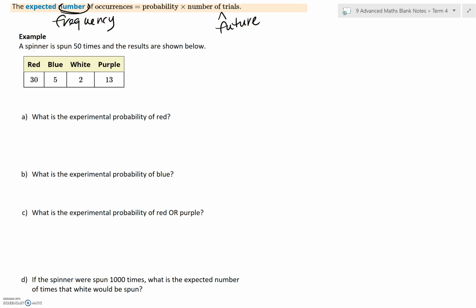So we've got a spinner is spun 50 times and these are the results. Let's answer these questions. So what is the probability of getting a red? So again, write a little formula in the context of the problem we're working with. It only takes a minute and it helps you figure out what to put in. So if we want the number of reds over the total trials. So in this case, 30 reds, 50 trials, 3 out of 5.